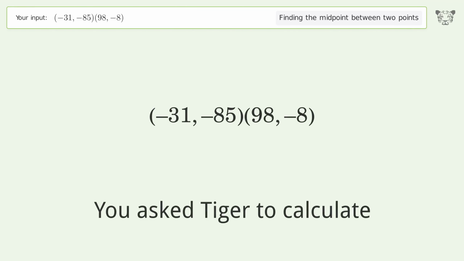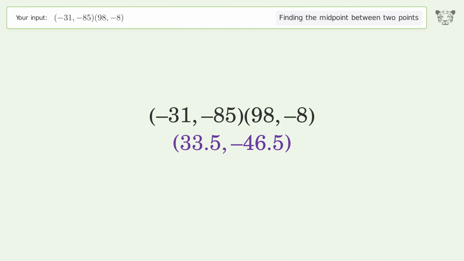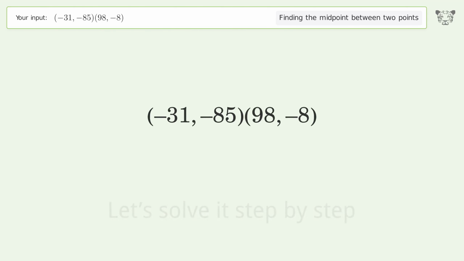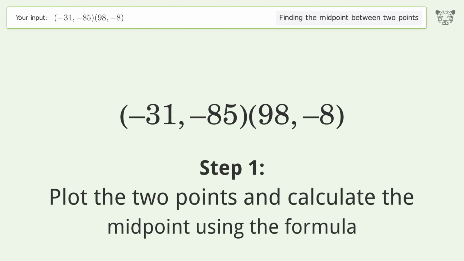You ask Tiger to calculate. This deals with finding the midpoint between 2 points. The midpoint between the 2 points is 33.5, negative 46.5. Let's solve it step by step. Plot the 2 points and calculate the midpoint using the formula.